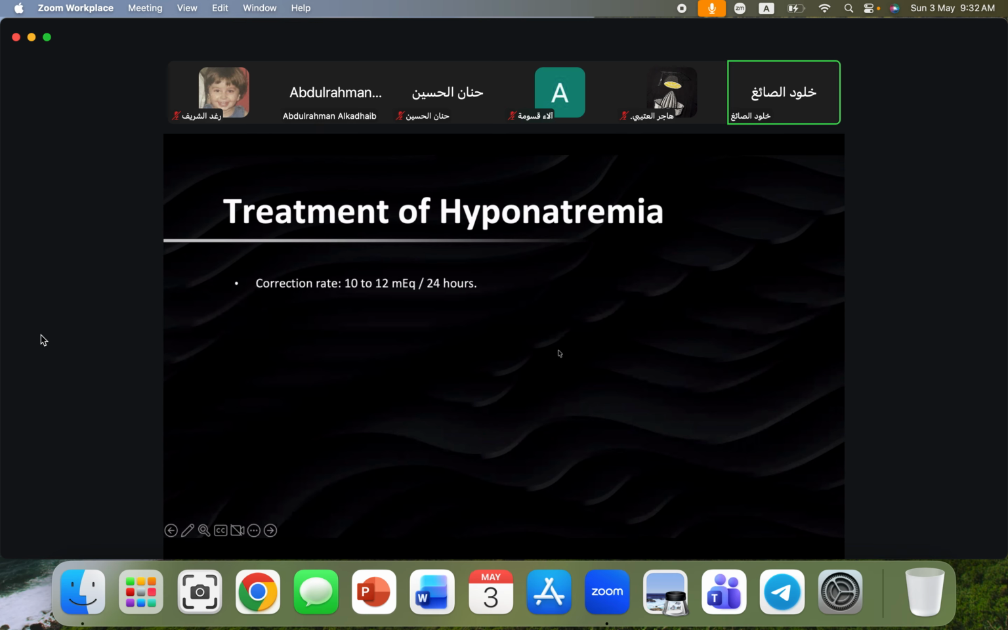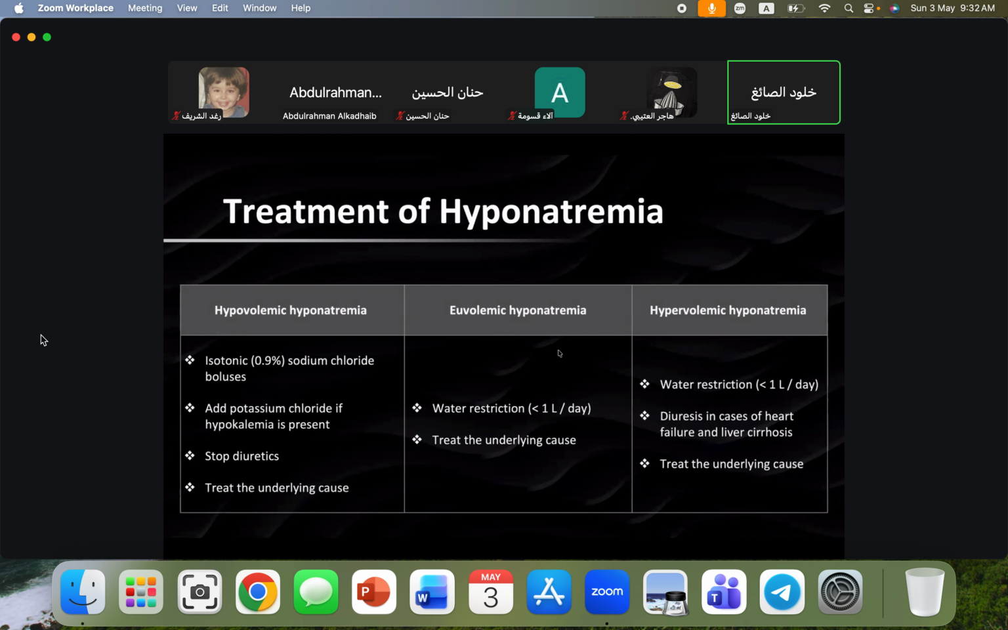Doctor, sorry, I have a question. Yes, sure. For the 3% hypertonic saline, can we use it in all three types of hyponatremia? Yes, but only in cases of severe hyponatremia. For example, when the patient presents with severe neurological symptoms, regardless of the type of hyponatremia, whether hypovolemic, euvolemic, or hypervolemic, we should go for the hypertonic saline as the first line of treatment. Okay, thank you. No problem.